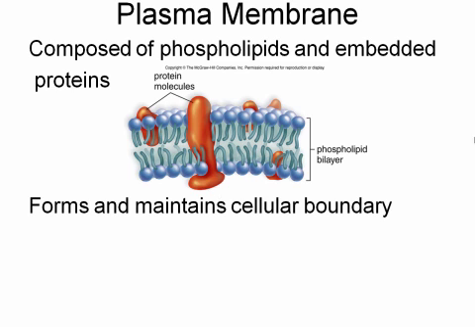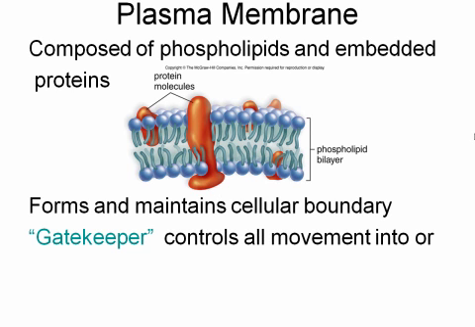This forms and maintains the boundary of the cell. We can use the analogy of the gatekeeper to describe the function of the plasma membrane. It controls all movement either into or out of the cell.